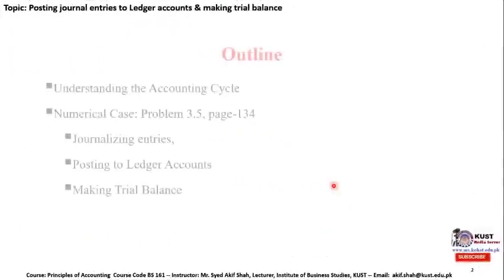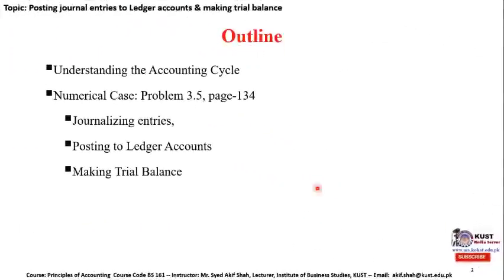So the outline of this lecture will once again cover the understanding of the accounting cycle. And then we have selected a numerical case from the relevant book, that is problem 3.5 on page 134. You can see this problem in detail. And we have already covered how to journalize the economic events in the journal format. So basically we're going to complete the next two steps of the accounting cycle of the same problem we have selected for our discussion.